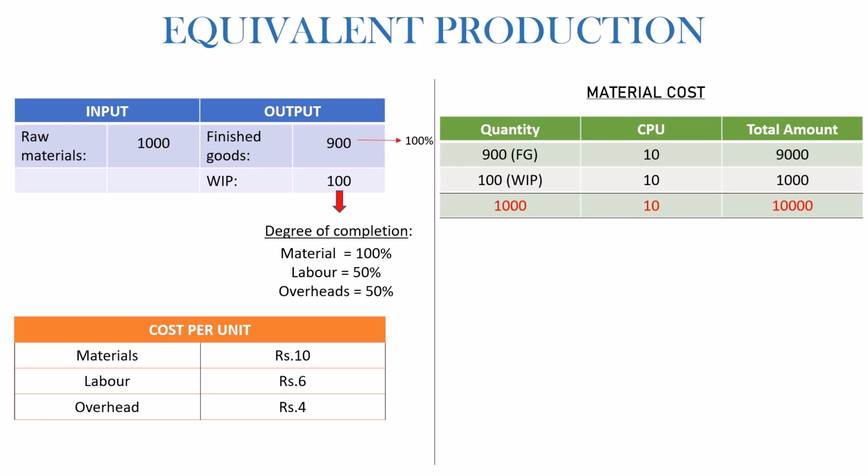Now for work in progress, degree of completion of material is 100%. So we will simply do the same thing. Quantity 100 units into cost per unit 10, which is equal to 1,000, and we total it. Remember how I told you materials is a part of the process where buttons are made. Labor is where buttons are stitched, etc.